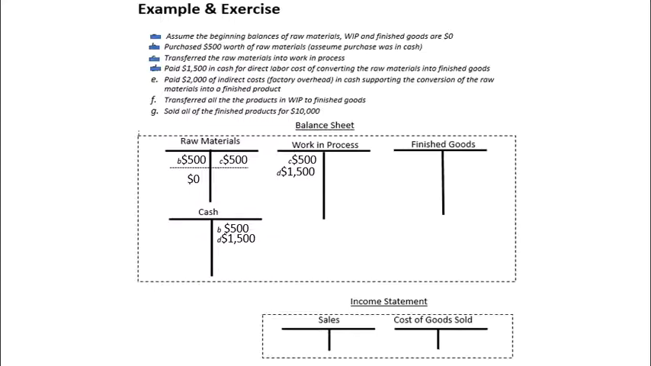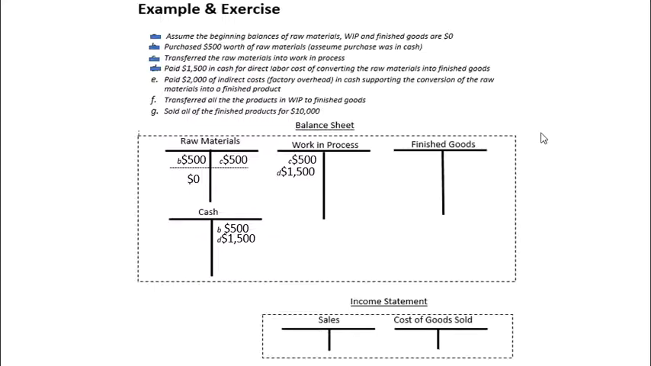Okay, now we're also going to record all the indirect costs that were associated with the goods that were being worked on. So we paid $2,000 for indirect costs, and later on we're also going to be calling this factory overhead, or simply overhead. Right now I'm calling them indirect costs. A little bit later on we'll refer to them simply as either factory overhead or overhead. So we paid $2,000 of indirect cost in cash, supporting the conversion of the raw materials into the finished product.